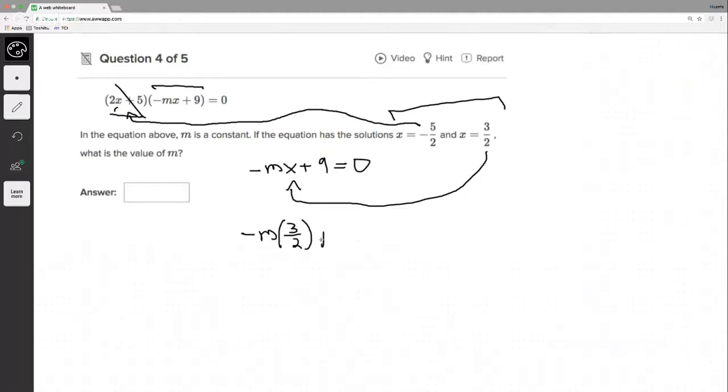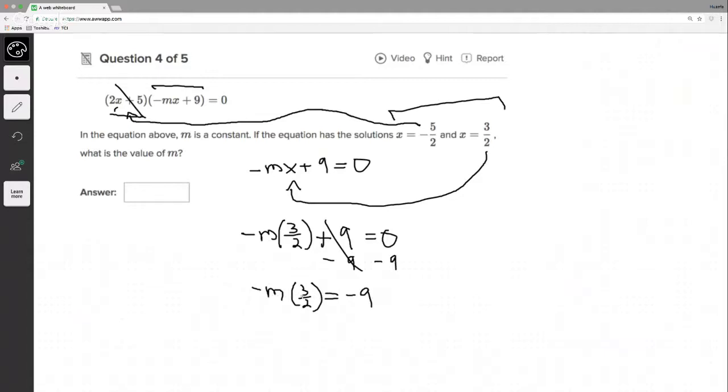And then all we have to do now, once we have all this in, is we just got to solve for m. They just want to know the value of m. So let's subtract 9 from both sides, excuse me. Now we've got -m times 3/2 equals -9. Now here's what I'm going to do.